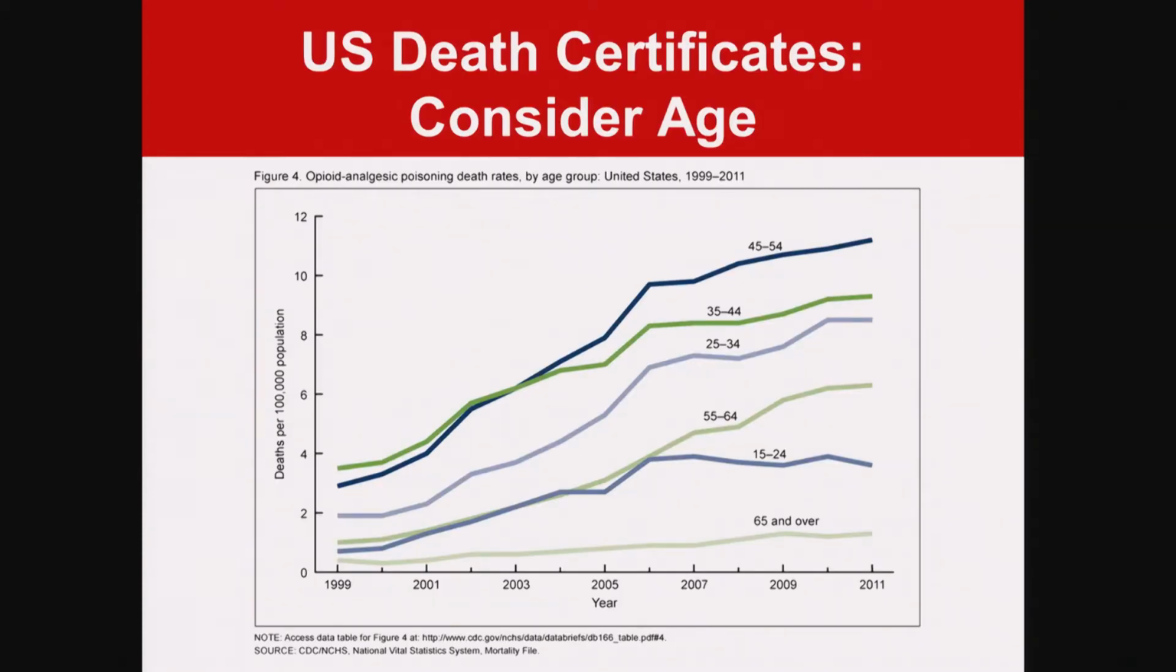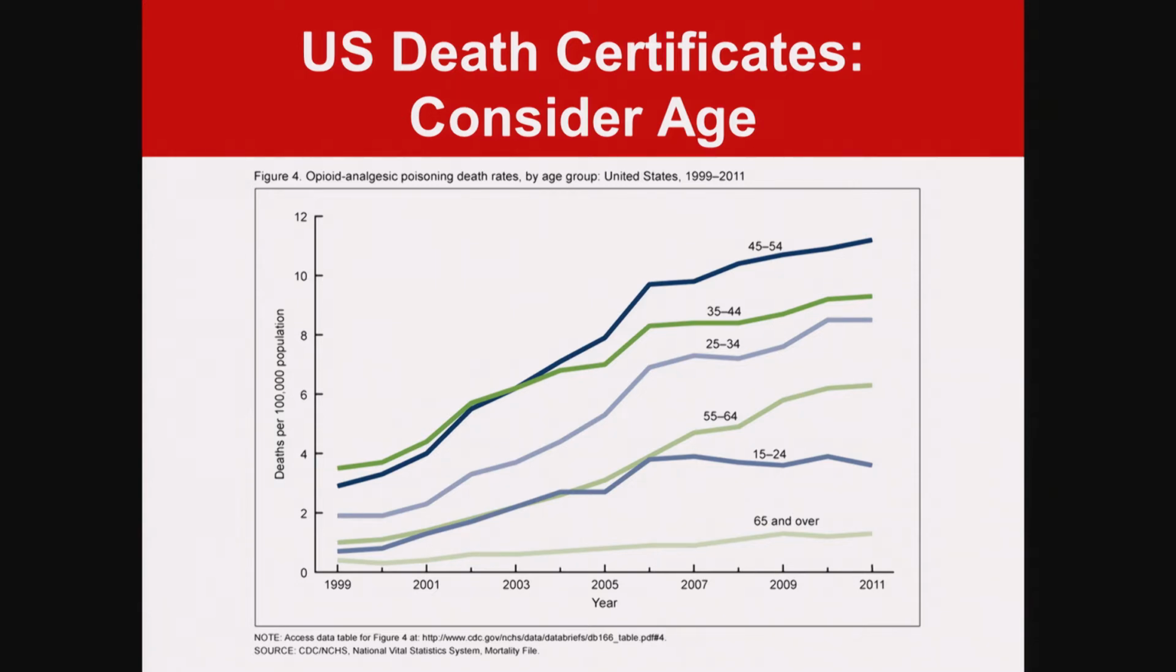Now, consider age. The biggest increase we've seen in death rates as measured by death certificate data has been reported for persons aged 55 to 64, which is the light green line there. But note that the rate has barely changed for persons age 65 and older, all the way at the bottom. Now, we know that elderly individuals take a lot of opioid medications, but we see very few deaths among that group attributed to opioid medications.